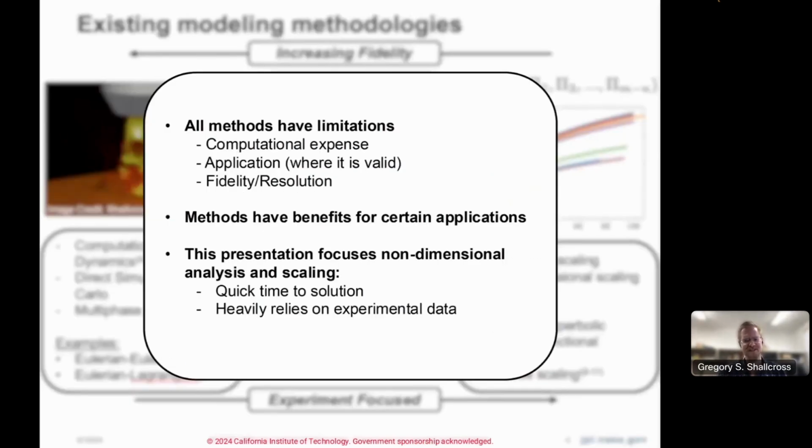Ultimately, all methods are great, and there are a bunch of different ways you can tackle this particular problem, as seen with all the different talks today. But certain methods have certain limitations. Some are computationally expensive. Some are applicable for only certain regimes of validity. Some have high resolution, some have low resolution. Ultimately, the methods have benefits for certain applications of interest. I'm going to be focusing more on the non-dimensional analysis scaling side of things, the more experimental data-driven approach that has a quick time to solution. Next slide.